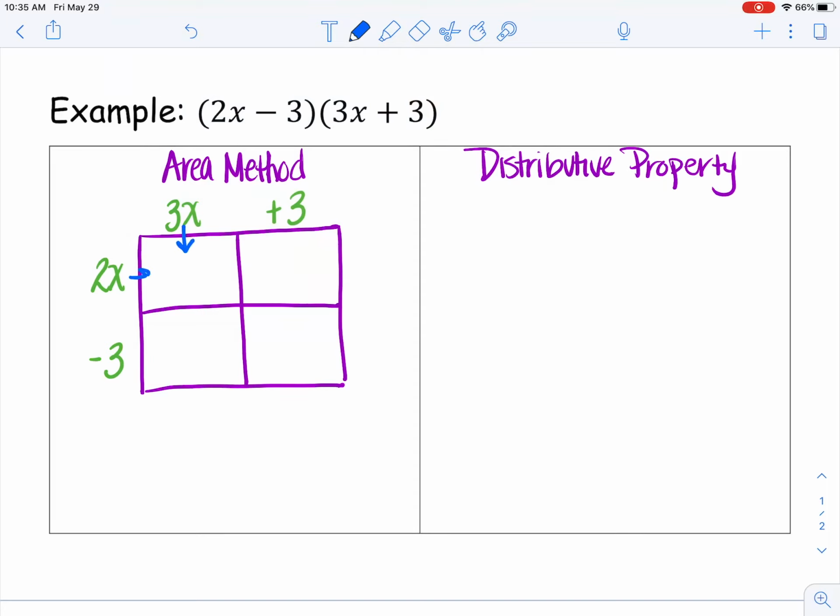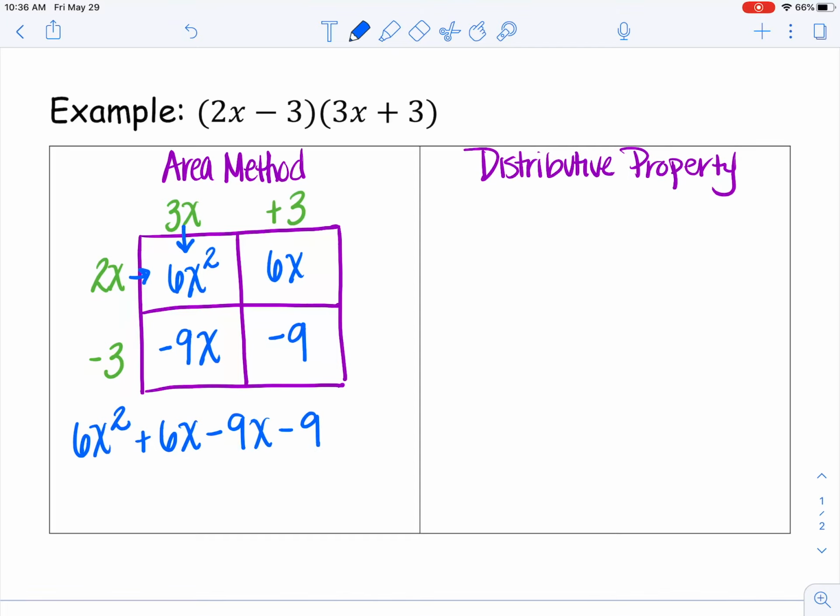So 3x times 2x, I multiply the 3 times the 2, which gives me 6. And x times x gives me x squared. 2x times 3 gives me 6x. Negative 3 times 3x gives me negative 9x. And negative 3 times positive 3 gives me negative 9. And then I'm just going to write this out below. 6x squared plus 6x minus 9x minus 9.